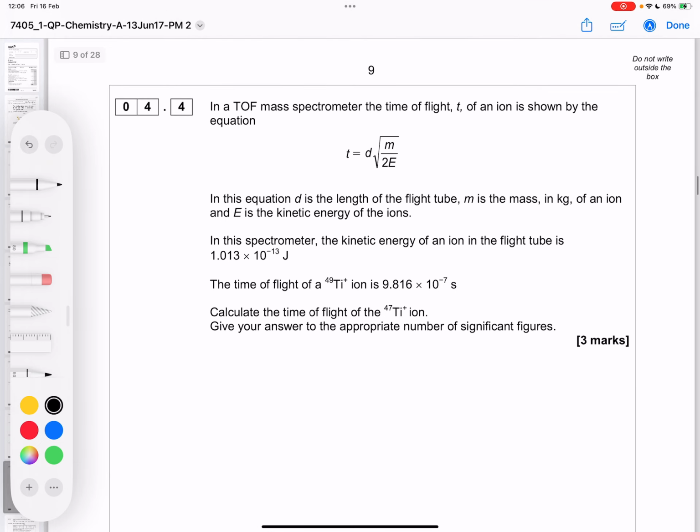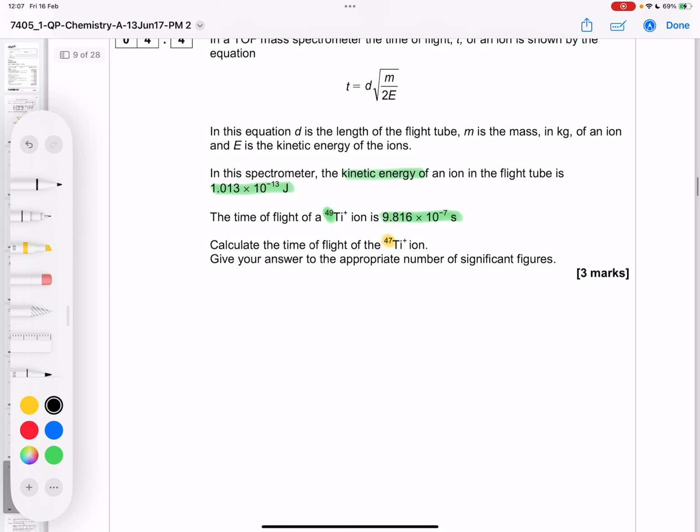The next part of the question is saying, in a time-of-flight mass spectrometer, the time-of-flight T of an ion is shown by this equation. And then it's saying that we've got the kinetic energy, so in the spectrum, the kinetic energy of the ion in the flight tube is here. Okay, and it's then given us the time of flight of the 49 isotope, and it's asking us to calculate the time of flight of the 47.